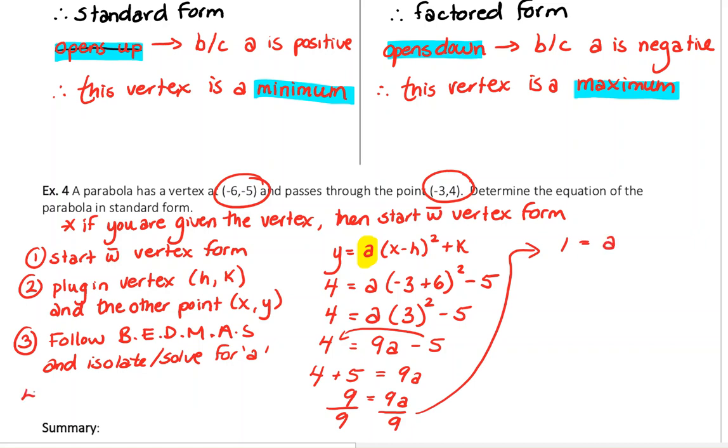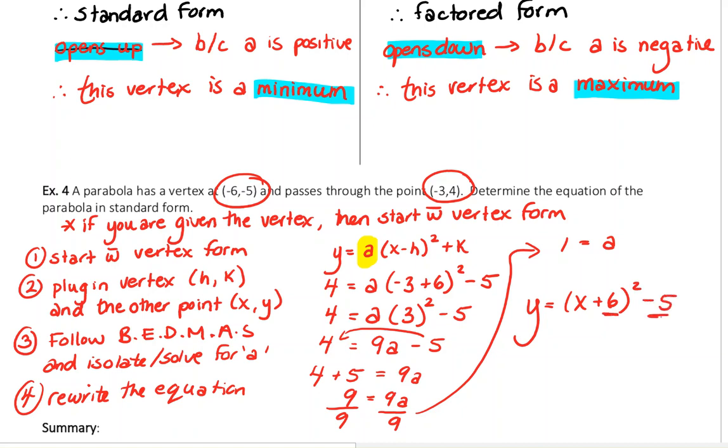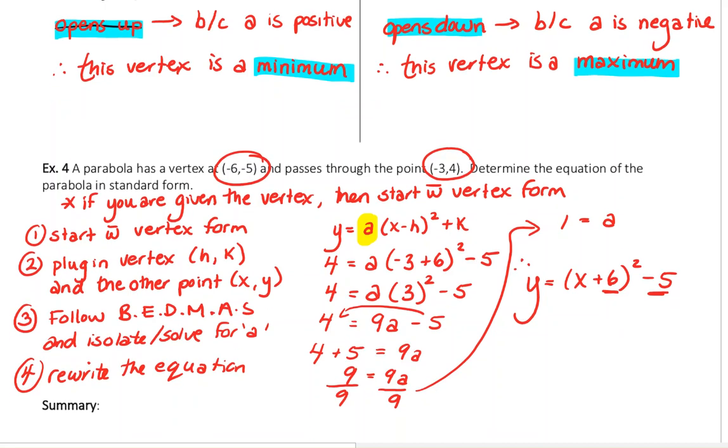The last thing you need to do is rewrite the equation with all of the variables. Since a is 1, in math we don't need to write our 1s. All you have to do is write (x plus 6) squared minus 5, which means we've just plugged in our h and our k value for a vertex, and therefore that is the equation in vertex form. Now, if you want to go to standard form, you need to simply expand this.